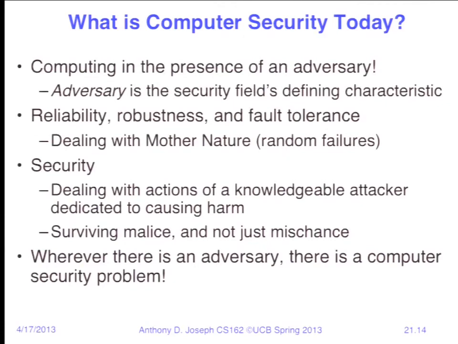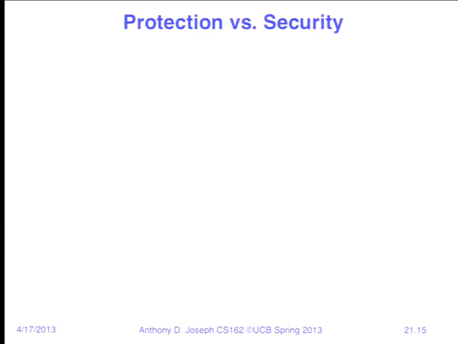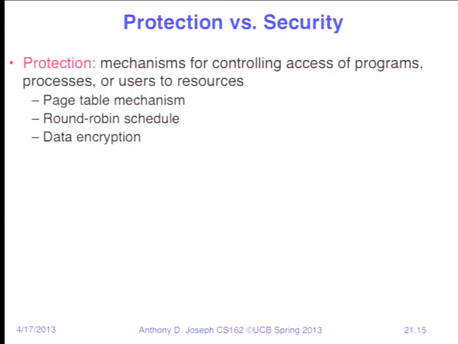Now, we can talk about the difference between protection and security. So protection is what gives us a set of mechanisms that we can use to control the access that programs or processes or users have to resources. And we've seen a bunch of these already in the class. We looked at page tables as a way of controlling the access that processes have to memory. We looked at round-robin schedulers as a way of controlling access that programs have to the CPU. And then, today, we'll look at data encryption as a way of controlling access to data.